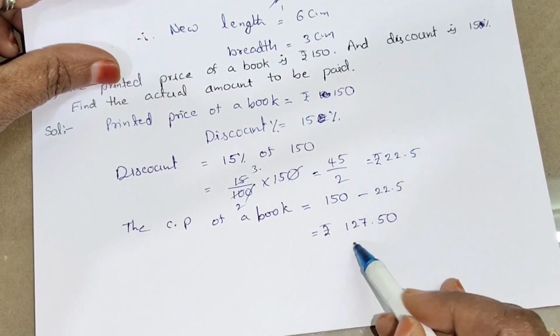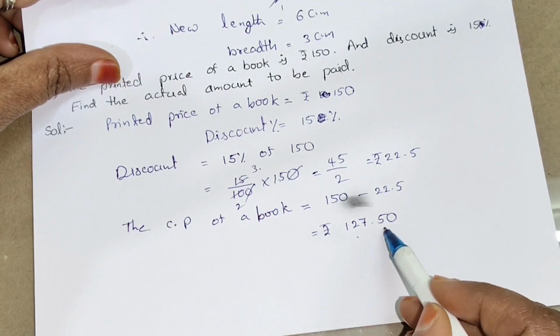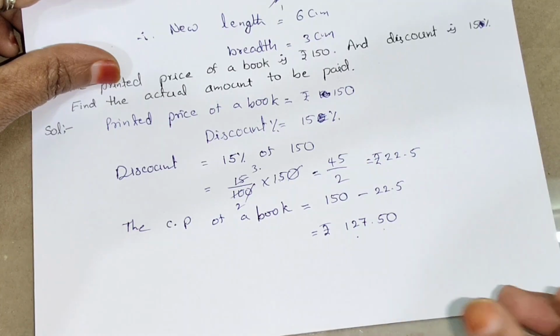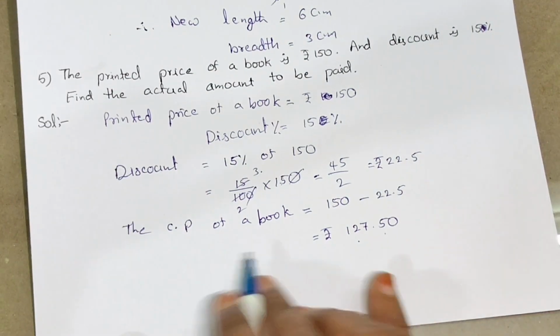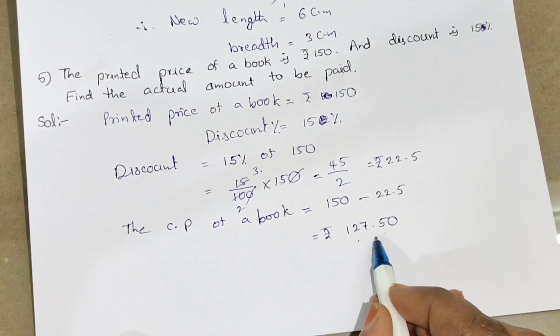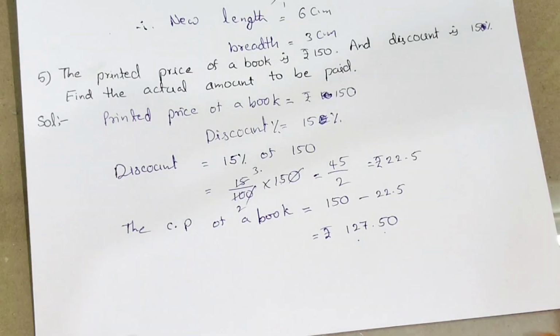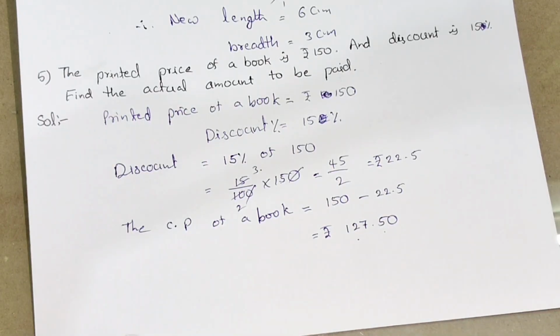Finally, he paid the amount of 127.50 rupees, that is 127 rupees 50 paisas. So this is the fifth answer.